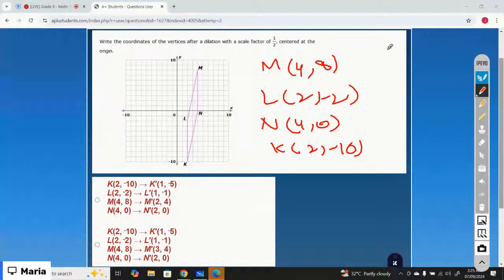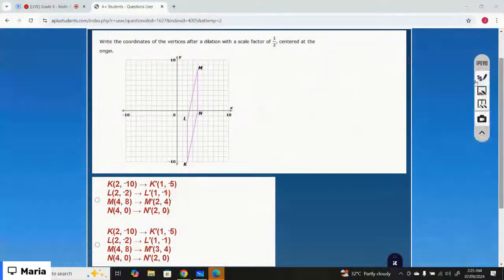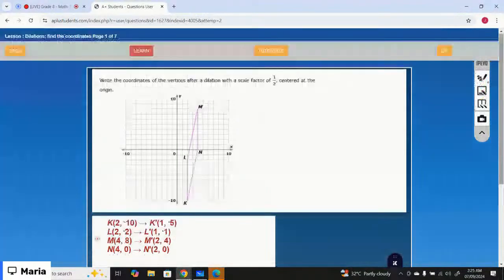They are, M is 2, 4. L is 1, negative 1. N is 2, 0 and K is 1, negative 5. So option number 1 is the correct option. The coordinates of the dilated image are in option number 1, which is the correct option. Got it? The correct option is option number 1.